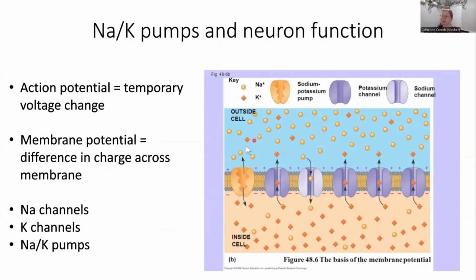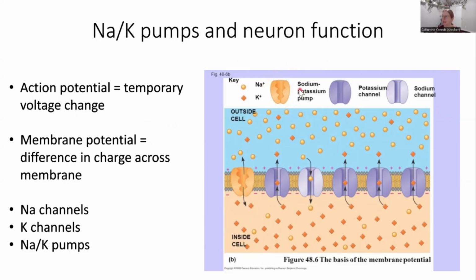Here, I have outside my neuron and I have inside my neuron. When we send a signal down the neuron's axon, we call it an action potential. An action potential is literally just a temporary change in voltage. Voltage is the measure of positive and negative in electricity. The membrane potential is the potential for a change to occur in the membrane. And that happens because of these sodium potassium pumps. So let's check out this figure here.